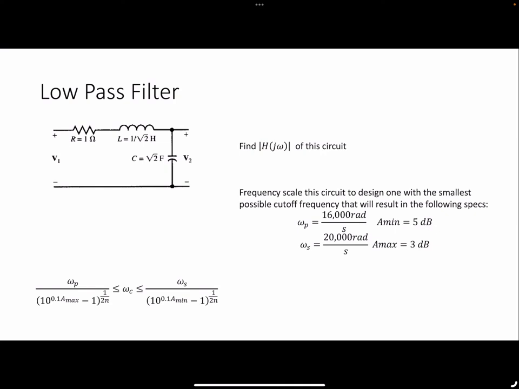Yeah, so this is a good example problem of what you would expect to see in an exam. So first of all, find the H omega of this circuit. Well, you have an input voltage V1 and an output voltage V2, and so this is just a simple voltage divider. So you're going to have basically V2 over V1 equals 1 over the total impedance, which is just 1 plus 1 over the square root of 2s plus 1 over the square root of 2s.